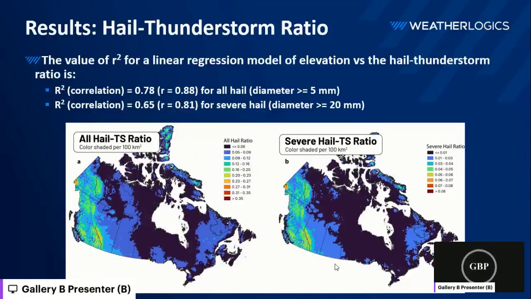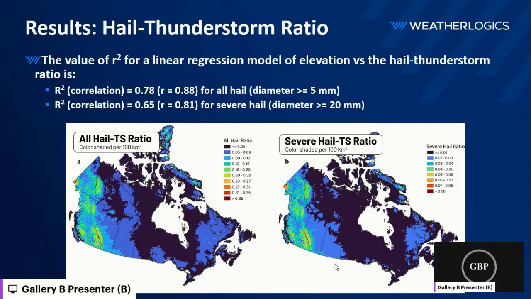Now that we've got these relationships, we can actually calculate the hail thunderstorm ratio anywhere in the country. All we need is to plug in elevation, and for every point where we have elevation data, we now know what the hail thunderstorm ratio is. So you can see on these plots, for all hail, the hail thunderstorm ratio is highest, obviously, in areas of higher elevation. So that is in parts of Alberta, along the foothills into the Rockies, BC, and even in parts of the north. Now in the eastern half of the country, those ratios are lower, but we still get hail, so I'll show how we account for that in a moment.